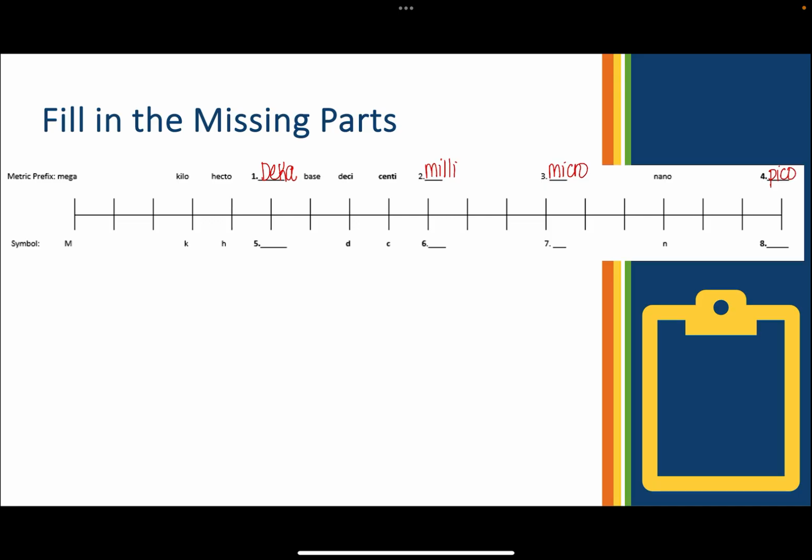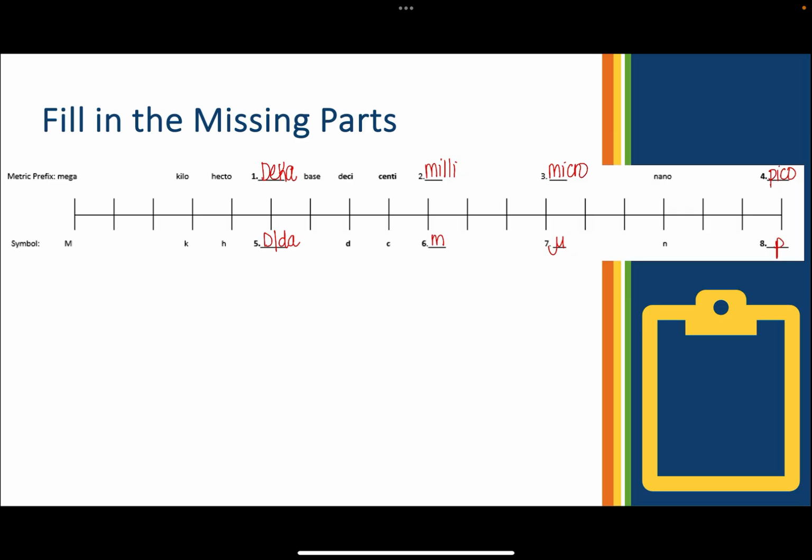So going down to the bottom for the symbol for deca, there's actually two. It can either be capital D or lowercase da. The symbol for milli can be lowercase m. The symbol for micro looks like a cursive M, but it's called mu. It's a Greek symbol. And the symbol for pico is P.